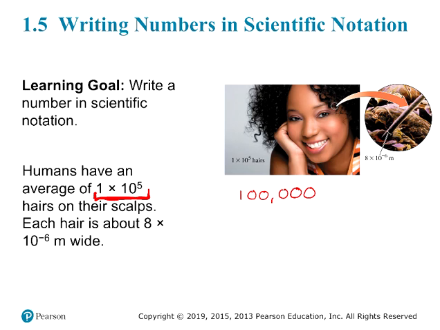Now another example is each hair is about 8 times 10 to the negative 6th meters wide. So that would be 0.000008 meters wide. And this is a lot of zeros. So instead of having to write out all of those zeros, we can write 8 times 10 to the negative 6th.